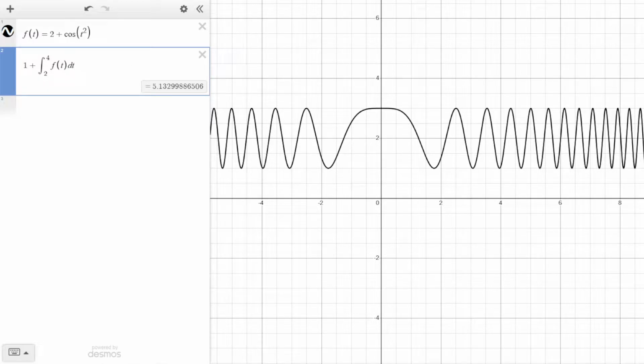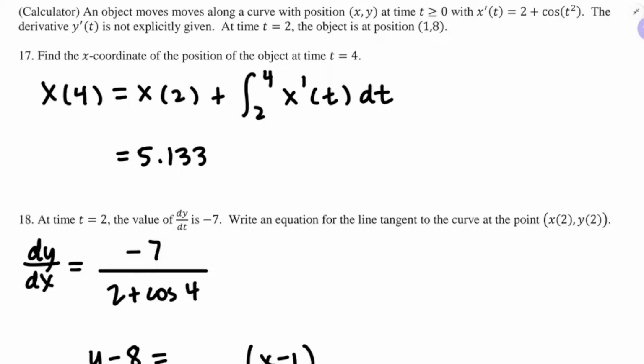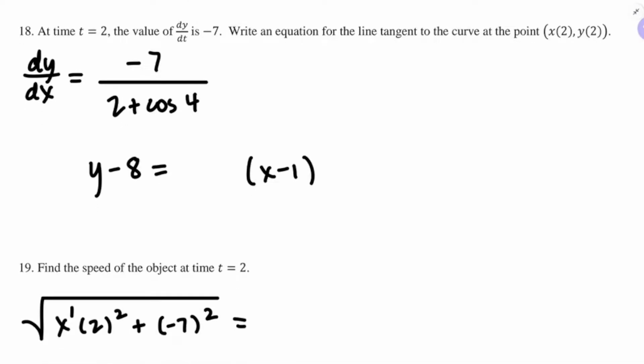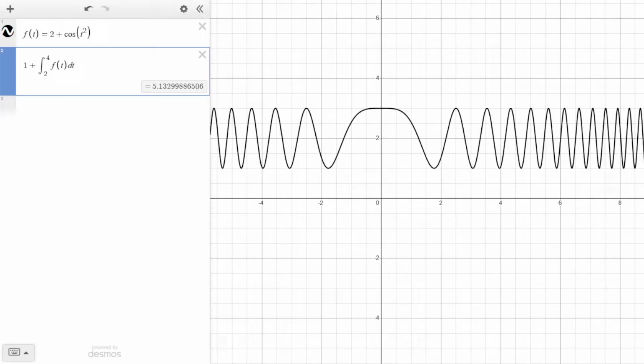And so I'm going to report that over there. The next thing I need to do is negative 7 over f of 2. Okay, so I'll do that. Negative 7 divided by f of 2 is going to be negative 5.199. So I added that in as the slope of my tangent line.